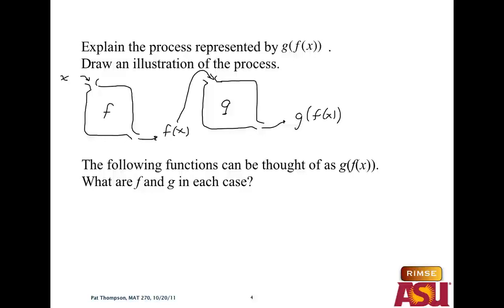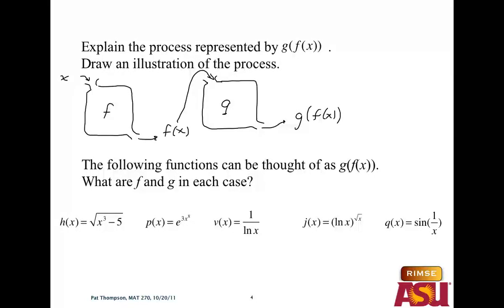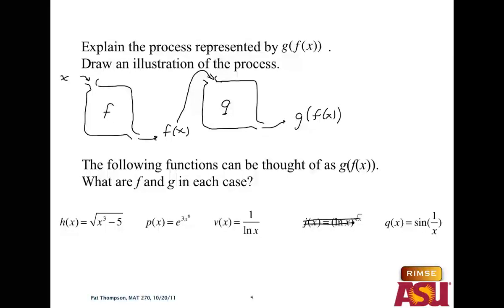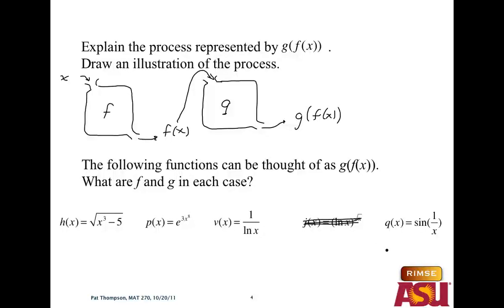So the following functions can be seen from the perspective of a composite function, g of f of x. I want you to identify what is g and what is f in each case. I'm going to just nix this one, okay? This one's a little different. So just those four. Maybe let's do this one together.